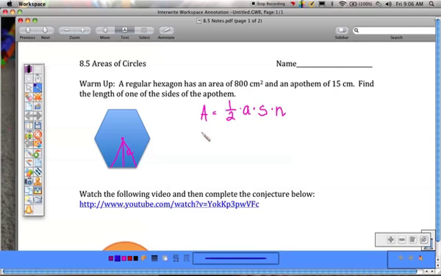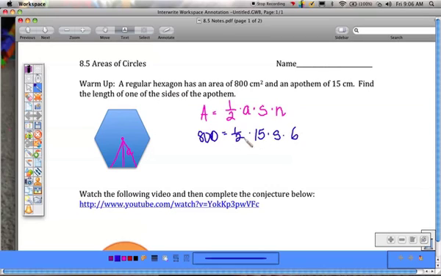We know that the area is 800. We have the apothem is 15. The side length, let's see. We don't know the side length, so we'll plug that in. And then the number of sides right here, a hexagon has 6 sides, so we'll multiply that by 6. So here we've plugged in everything that we know, and we're going to solve.